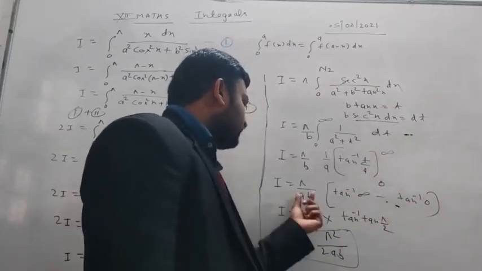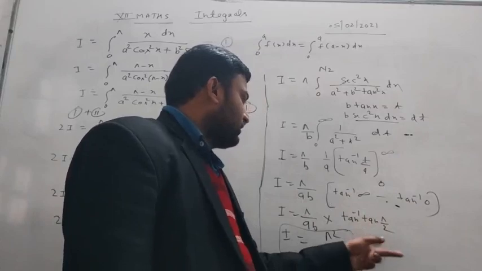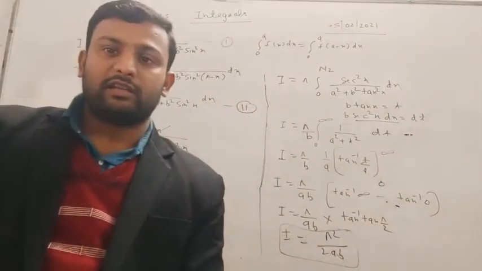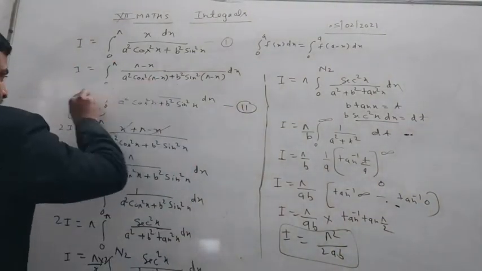So I is equal to pi by ab, and this is tan inverse of infinity minus tan inverse 0. Okay students, so this is pi by ab into tan inverse tan pi by 2. So this is pi square by 2ab. This will be our required result. I hope you understand students. Now we move to the next question.